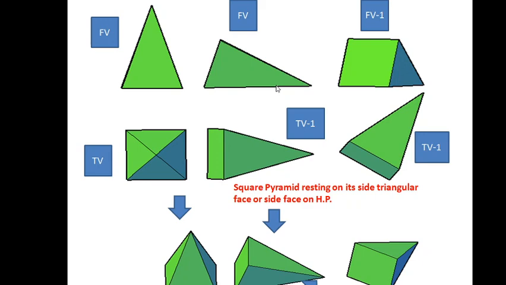In the current problem, it is given that the solid is resting on one of its triangular faces, or one of its side faces. I have to rest this on the HP in the next condition. So I have to initially consider that it is resting on one of its base edges, so that I could slant it, or tilt it, and rest it on its triangular face on HP. So the initial condition should be resting on its base edge.